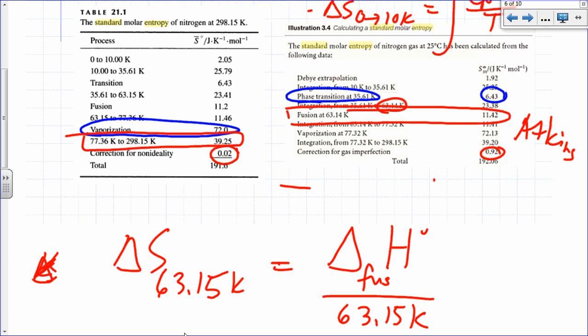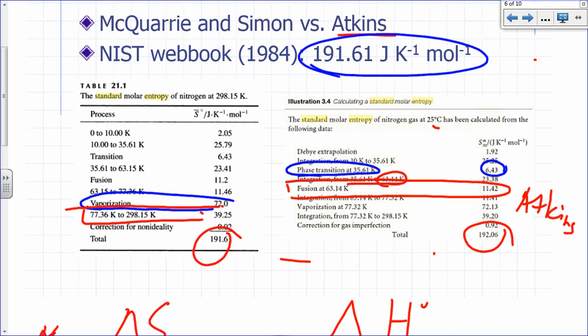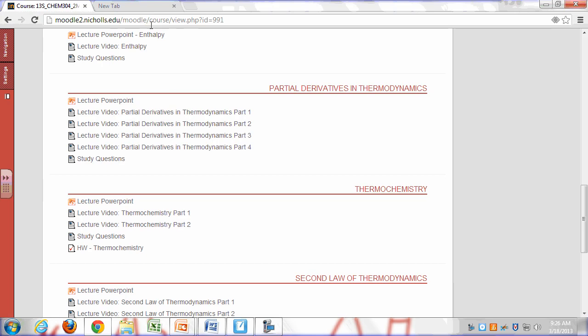Okay, so which one is right? The numbers are very close at the end, though. 191.6 versus 192.06. Look at the NIST web book, you'll find the absolute entropy or the standard entropy of nitrogen is 191.61. Let's look it up. You go to webbook.nist.gov.